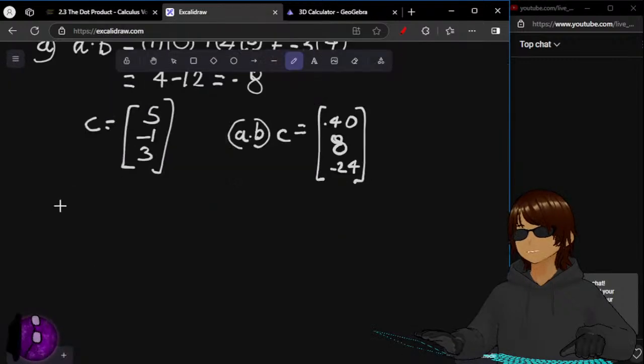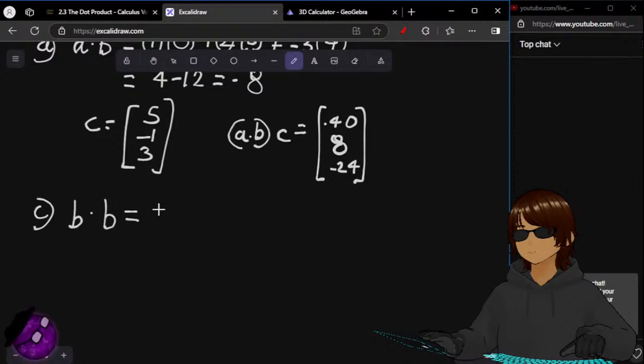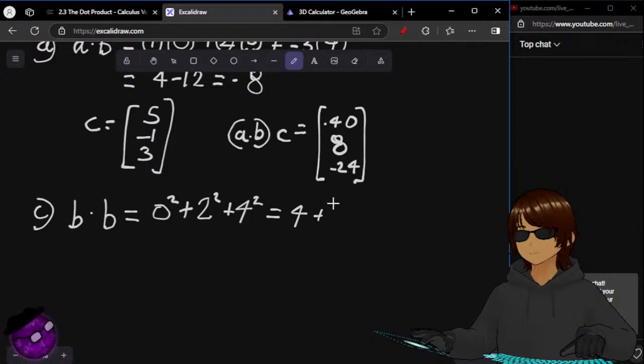And let's just do the C. So B dot B is 0 times 0, 2 times 2, 4 times 4, 4 plus 16, which is 20, which is the magnitude squared.